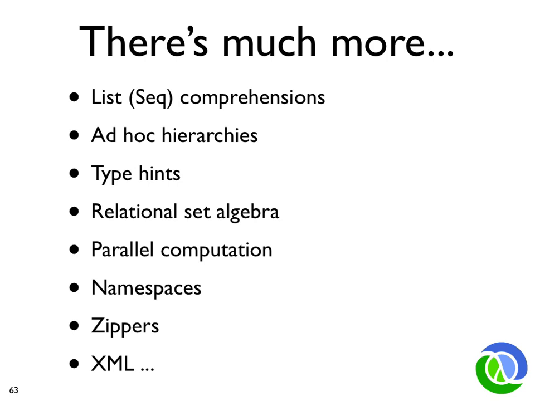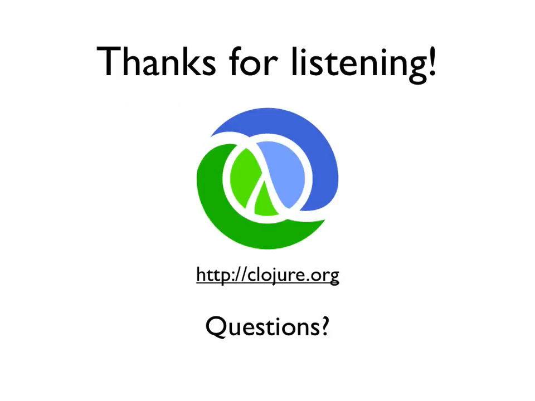There's a lot more to Clojure. It has list comprehensions, ad hoc hierarchies I mentioned before. With type hints, you can get Clojure code to run exactly the same speed as Java. So Clojure is fast. I hinted at the relational set algebra and the parallel libraries for doing parallel computations. Automatically leverage all the CPUs to crunch big arrays. And namespaces, there's zippers like Huet's paper and XML and a whole bunch of other stuff.